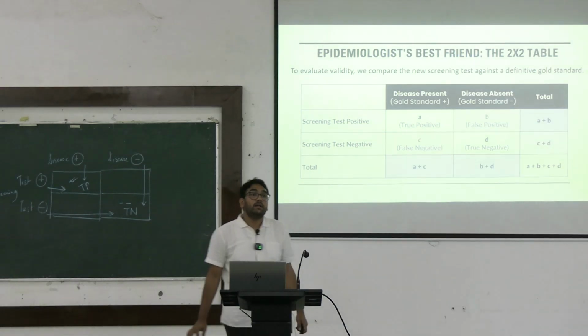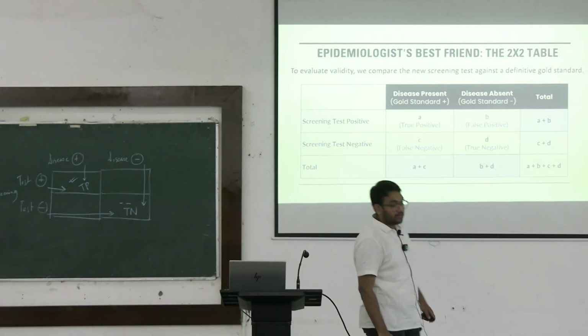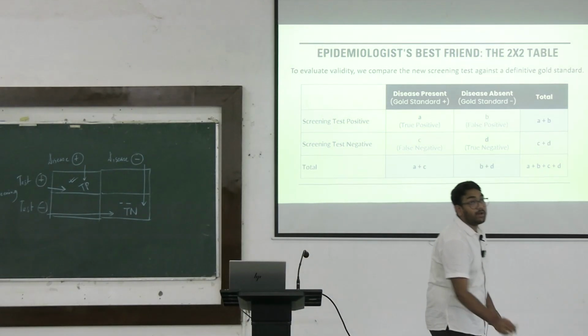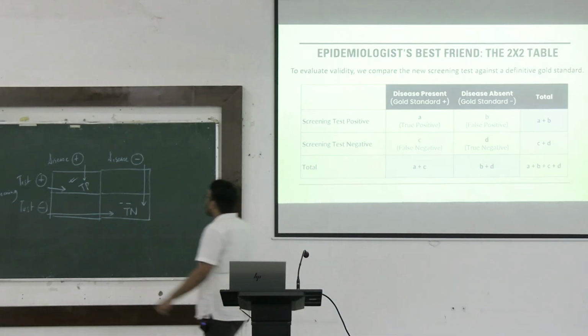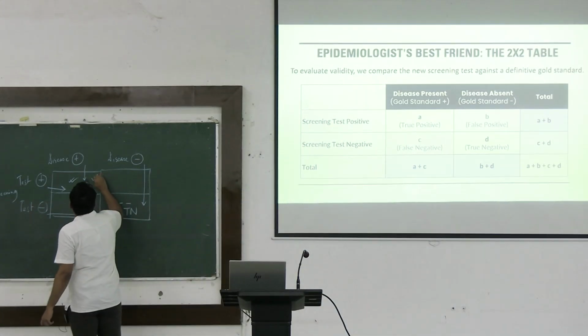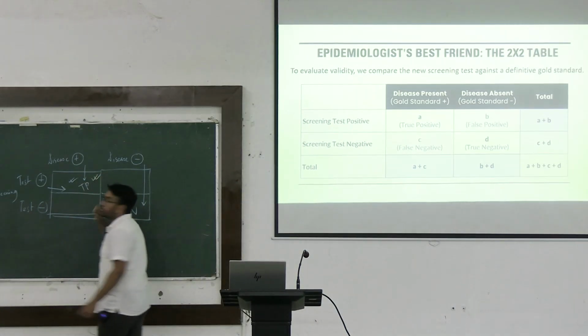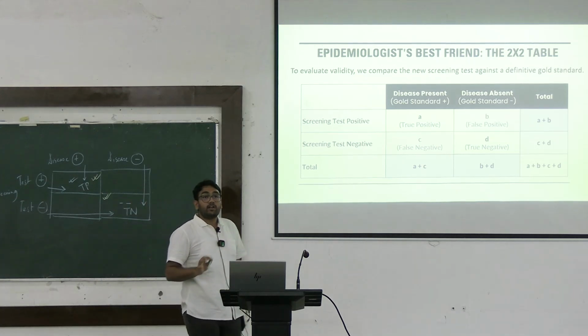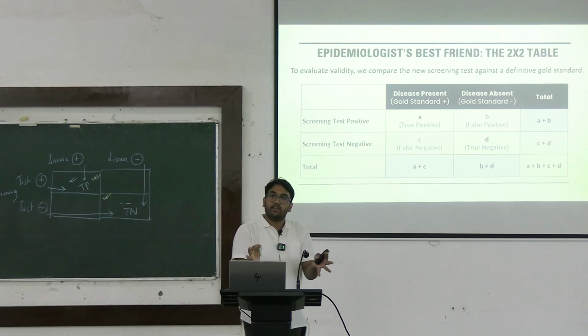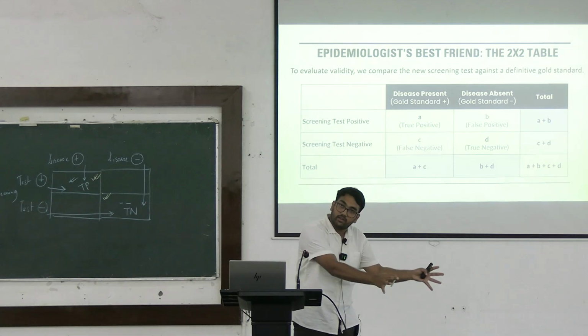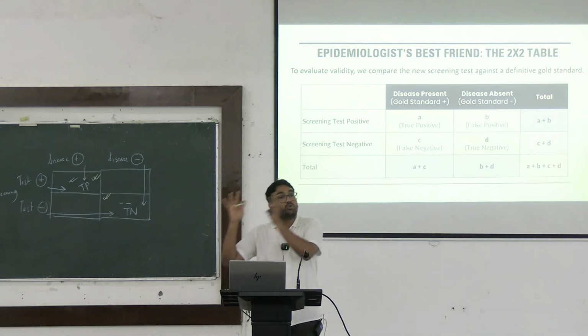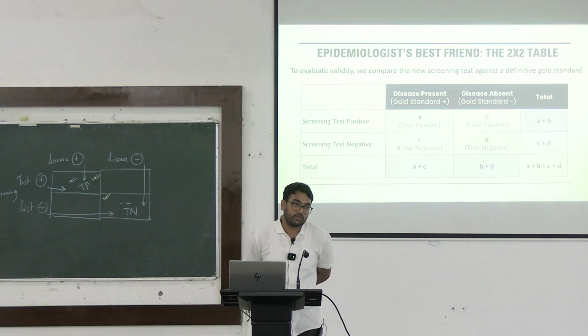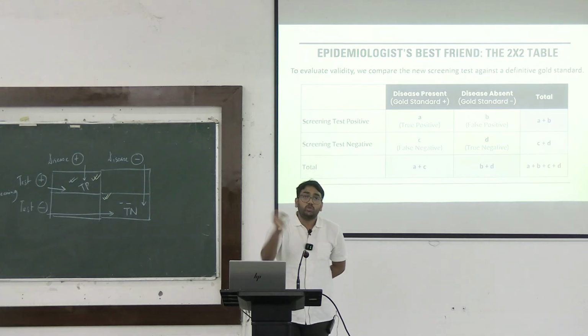Always remember that when we employ a screening test, our objective is to maximize these two squares, so that all people who have the disease are labeled as diseased, and all people who do not have the disease are labeled as not diseased. That is my objective. But when I try to do that, something else will also happen.